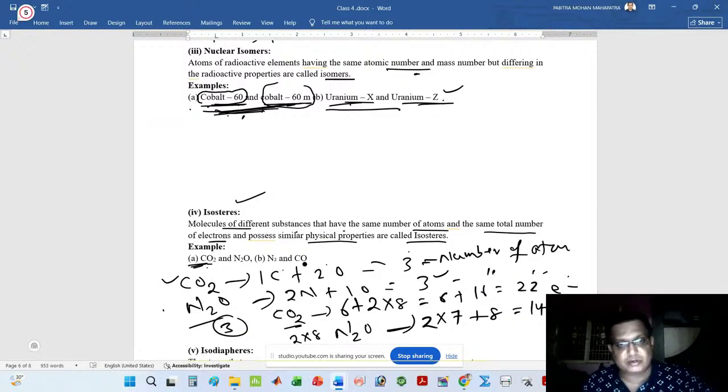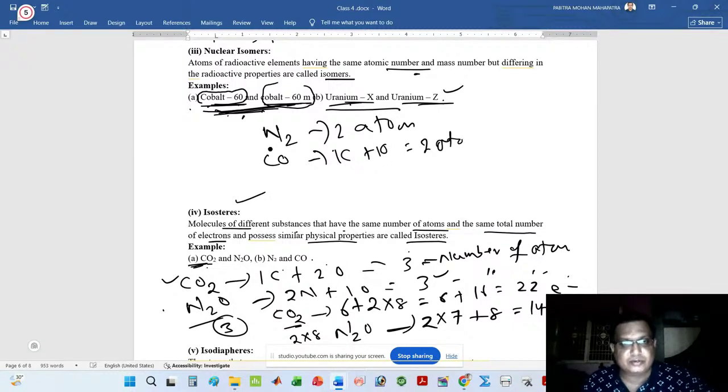One is your N2, another is your CO. N2 means there are two atoms. CO means also two atoms. One is your carbon, another is your oxygen. That means the total is two atoms. N2 and CO have the same number of atoms.